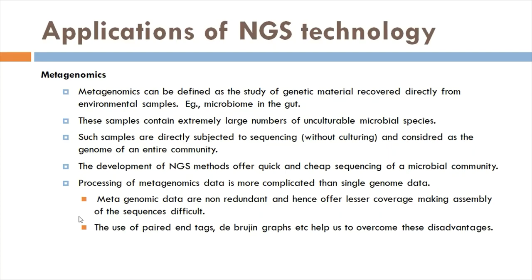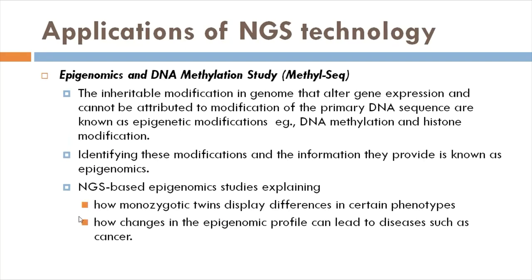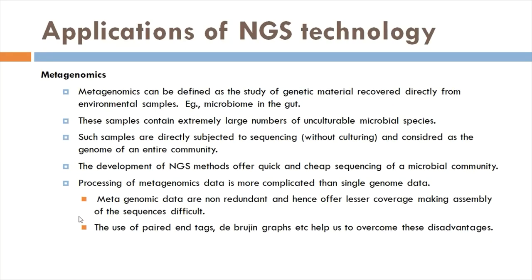And since they are mostly non-redundant, aligning them would be a problem, and they cause lesser coverage because of fewer aligned regions, right? The use of paired-end tags and the use of graph theory methods help us overcome these types of disadvantages. All right. So these are a set of applications where we can apply this NGS technology successfully. It has been demonstrated in these areas.